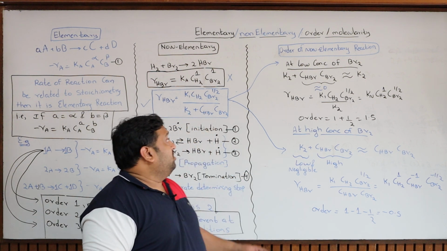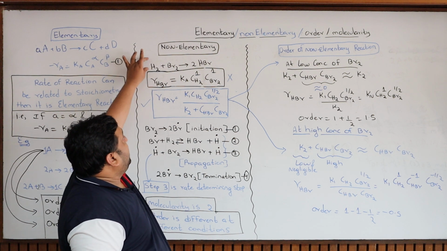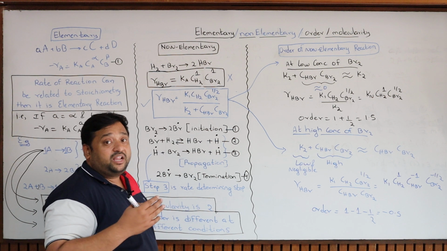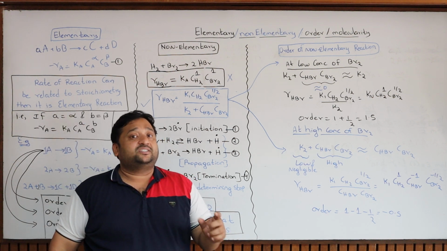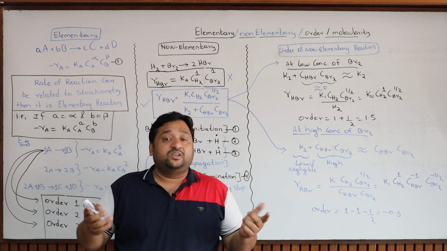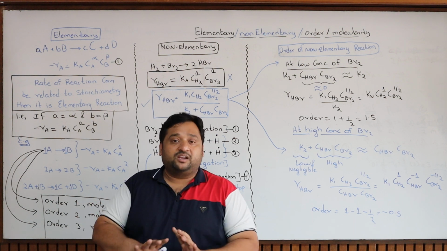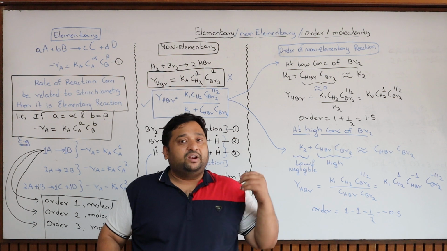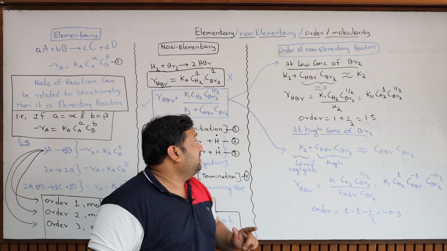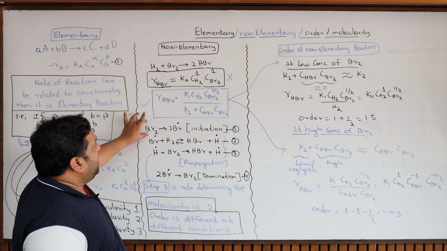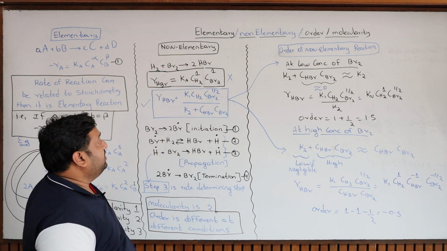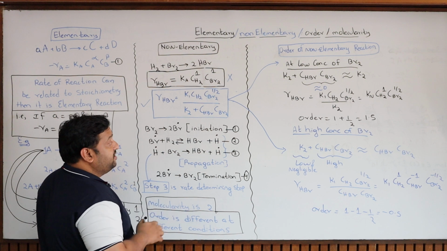Whatever reaction happens in multiple steps is listed here. The reaction happens in 3 different stages. First, initiation happens, then propagation happens, then termination happens. These are the 3 different steps involved in this free radical mechanism. First of all, the Br2 gives rise to 2 Br dot, where dot means free radical. This is called the initiation step.